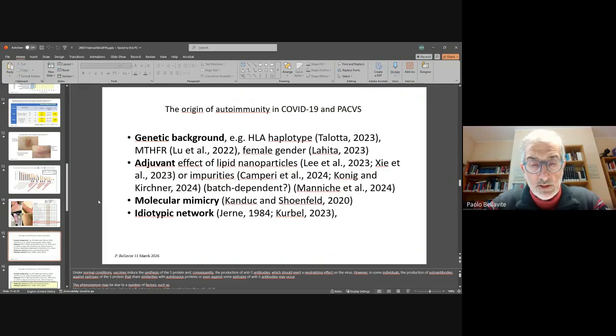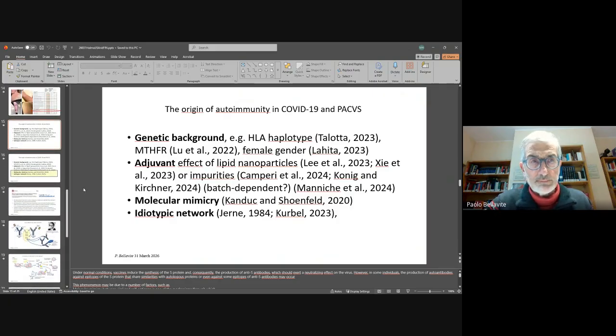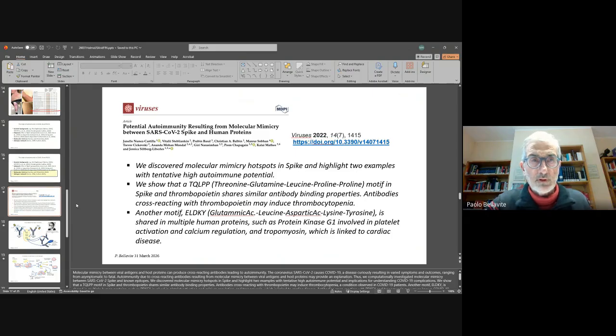We try to develop a hypothesis on the mechanism of formation of these autoantibodies. Autoimmunity is a complex and multifactorial phenomenon, so various mechanisms can come into play: genetic background, adjuvant effect of lipid nanoparticles, molecular mimicry, and anti-idiotype antibody. I focus only on the last 2 points, please. The next, please. Okay.